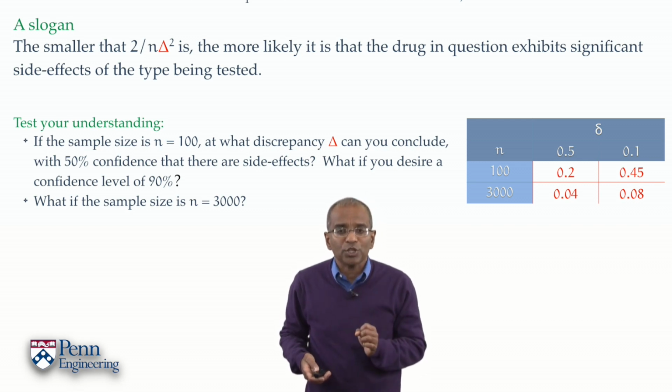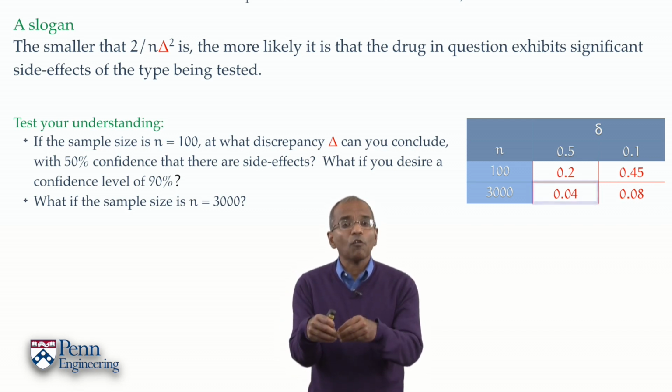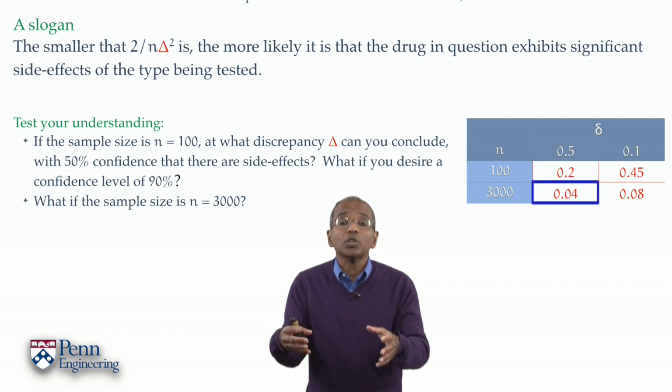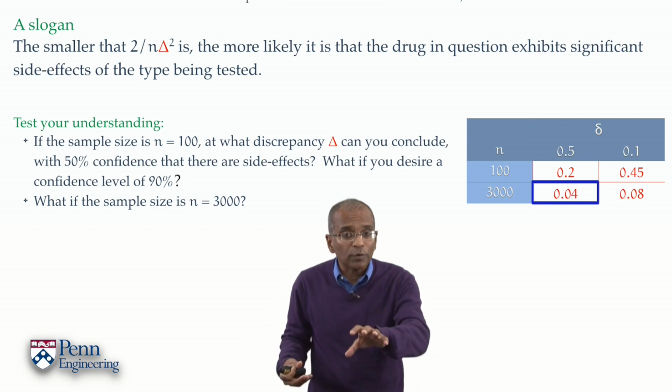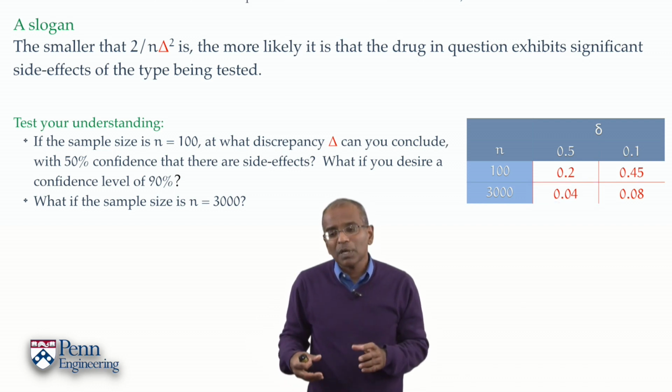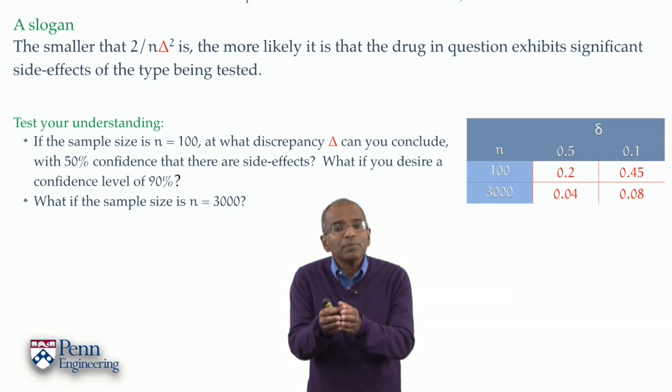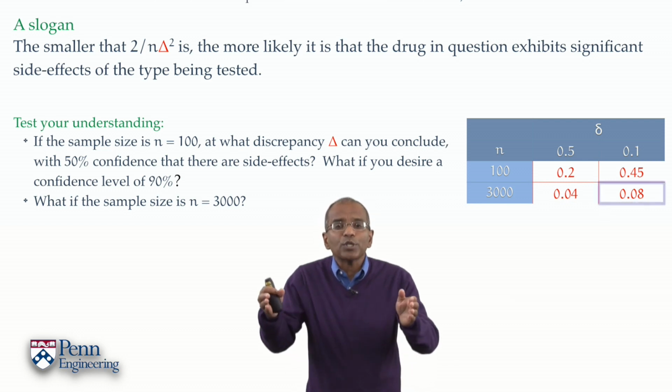by random fluctuation. So a discrepancy of 0.04 is already rare when the sample size is 3,000 if you want a confidence of 50%. But if you want a confidence of 90%, it creeps up from 0.04 to 0.08.